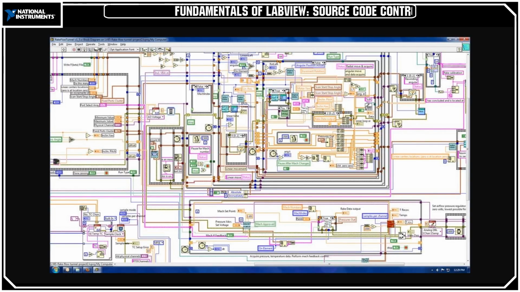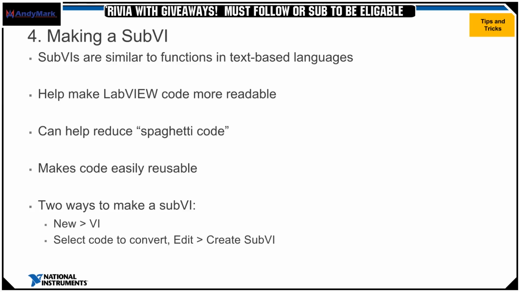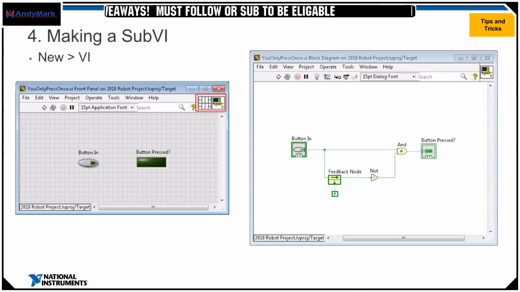I just took the one-shot code and put it into a SubVI. So you can see that I've got the same code I had a couple slides ago. It's now in its own block diagram. And then the corresponding input terminal and output terminal are on the front panel to represent our button in and our button pressed. You can see that I have a little red square drawn around these 2 icons in the top right-hand corner of the block diagram. These are really critical when you're making a SubVI.